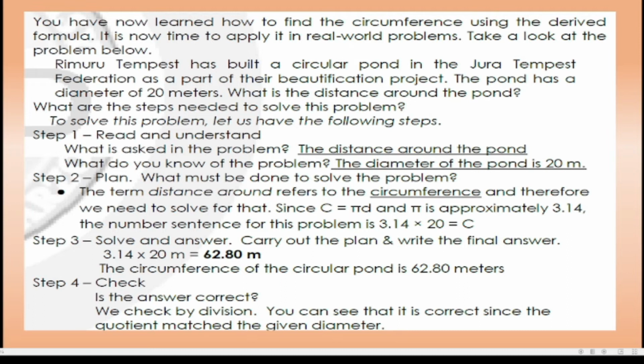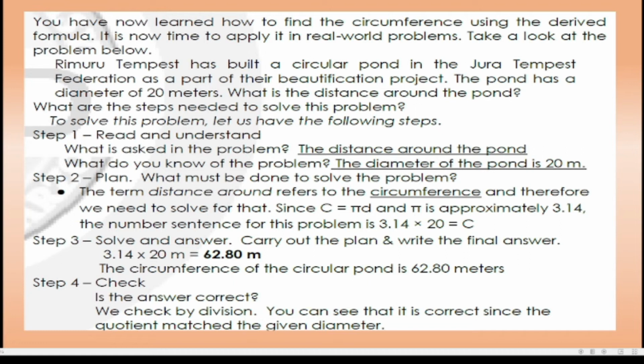It is now time to apply it in real-world problems. Take a look at the problem below. Rimuru Tempest has built a circular pond in the Jura Tempest Federation as a part of their beautification project. The pond has a diameter of 20 meters. What is the distance around the pond? What are the steps needed to solve this problem?